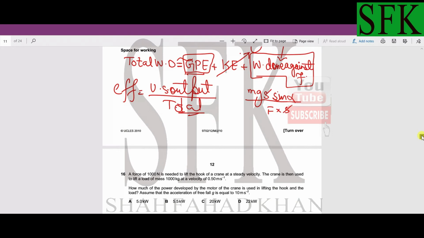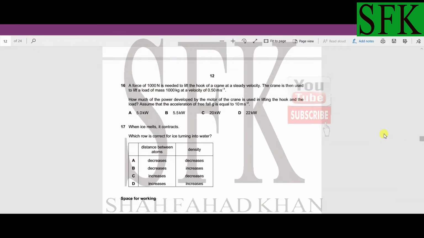Let's move on to the next MCQ. Number 16. A force of 1000 Newton is needed to lift the hook of a crane at a steady velocity. Again, steady velocity means none of the energy is converted into kinetic energy. Change in kinetic energy is zero. The crane is then used to lift a load of this mass at a constant velocity of this much. How much of the power developed by the motor of the crane is used in lifting the hook and the load? Assume that the acceleration of free fall is equal to 10 meters per second squared.